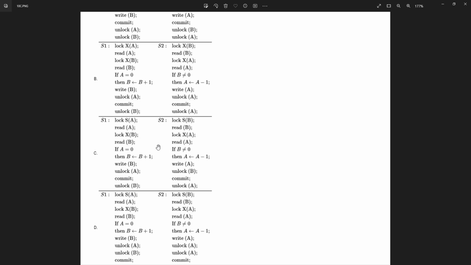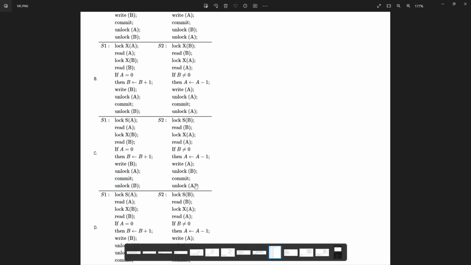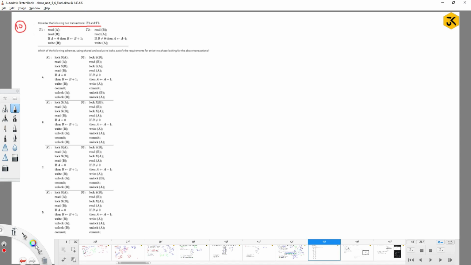So the leftover one is option C, right? If you check option C, it is definitely following all the rules. Write of B, unlock of B, commit. Write of A, unlock of A, commit. Unlock of B done. And as I am not performing write of B, there is no requirement of a commit operation. Right? So option C is the correct option for this one.